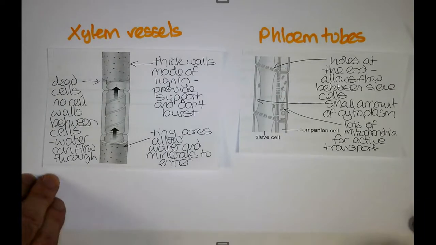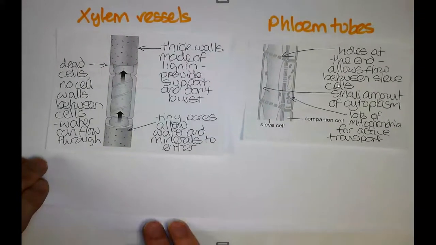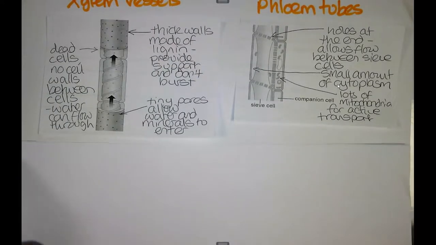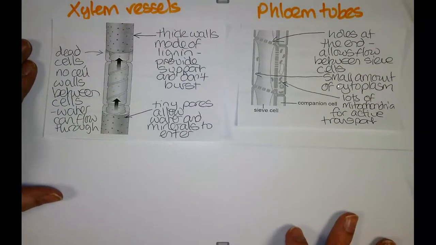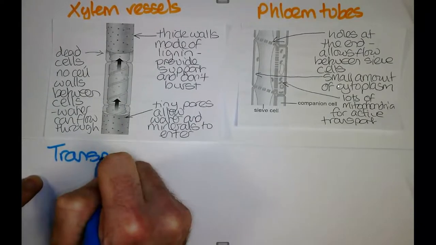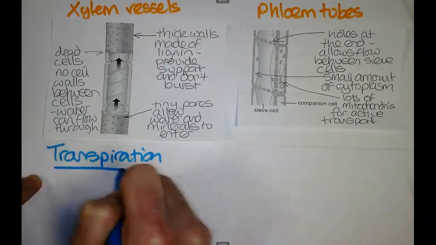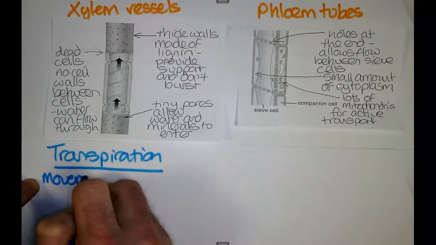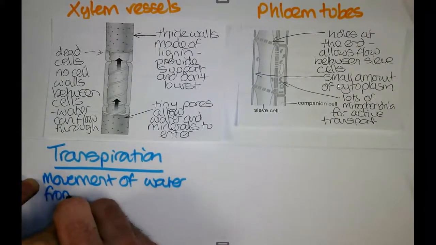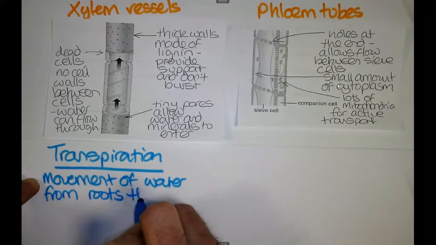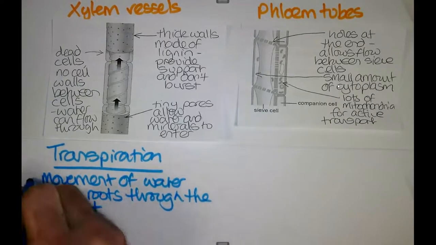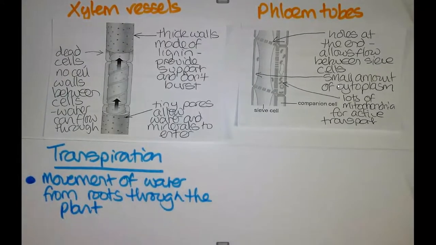So let's have a look then at these two processes of transpiration and translocation, and I'll just keep that up there so that we can try and compare them. So transpiration is movement of water from roots through the plant. So that's one key thing about transpiration.